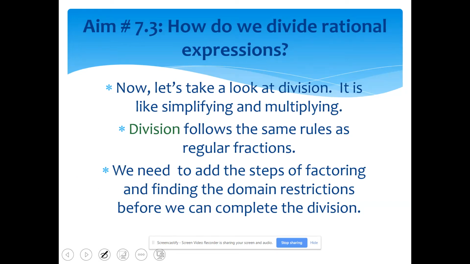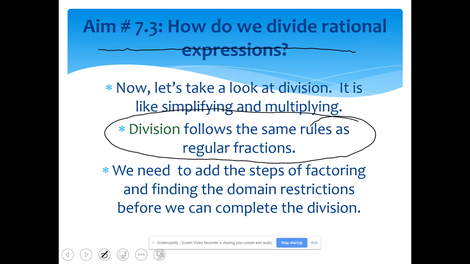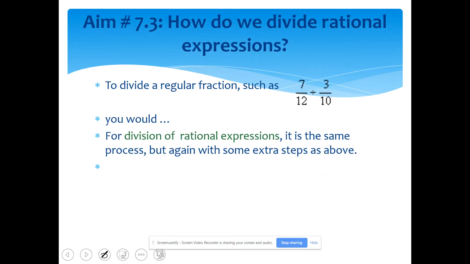And now for the division. So remember again, division, this is all fractions, so it follows the same rules as fractions. When we divide a fraction, again, our question is, do we need common denominators? And again, no, we don't.